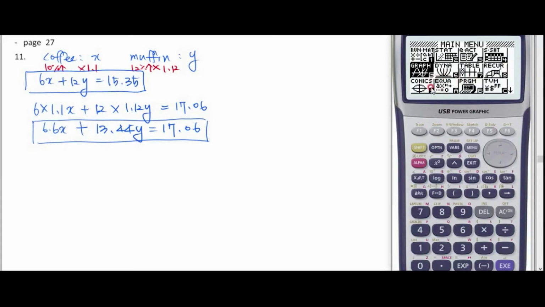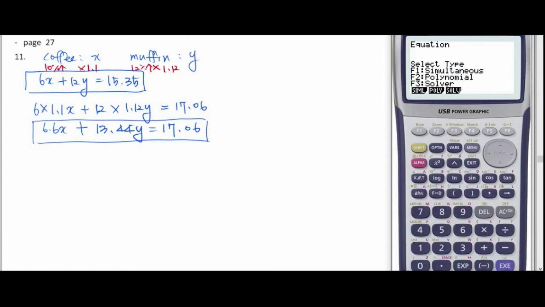So we should go to equation from here, right here, press EXE, and you can see 3 options right here. The first one, simultaneous, is literally simultaneous equations, the one that we just used to solve. The polynomial is the one that solves for quadratic and cubic, so we're not using it now.